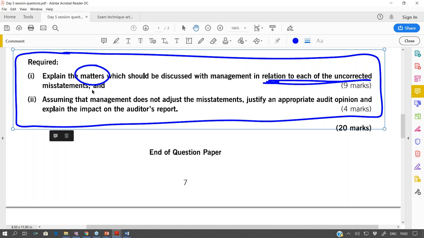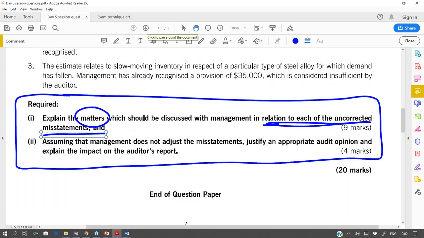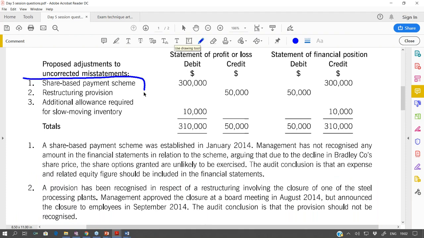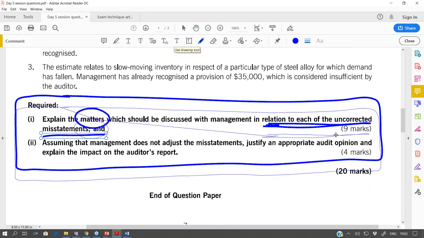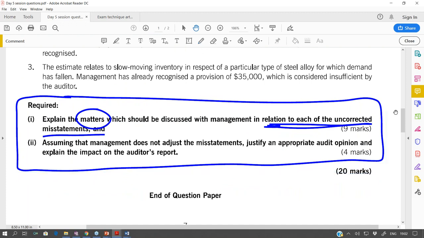How many uncorrected misstatements do we have? If you go to the question, you will see there are 3 uncorrected misstatements: 1, 2, 3. The examiner is saying in relation to each of the uncorrected misstatements, you need to write the comments. And we have exactly 9 marks here. So that means for each uncorrected misstatement, we have 3 marks. Is everyone clear? We have 3 uncorrected misstatements.